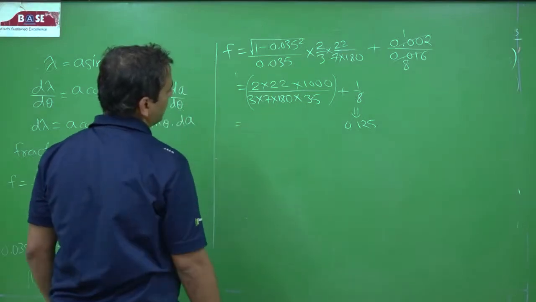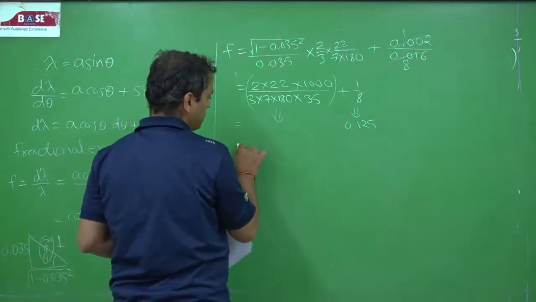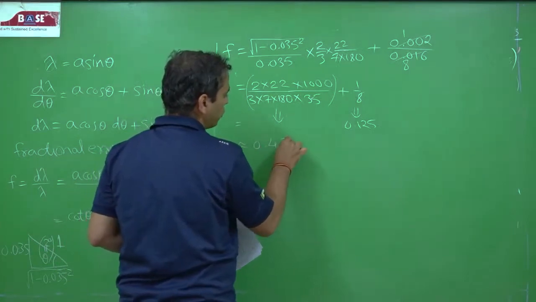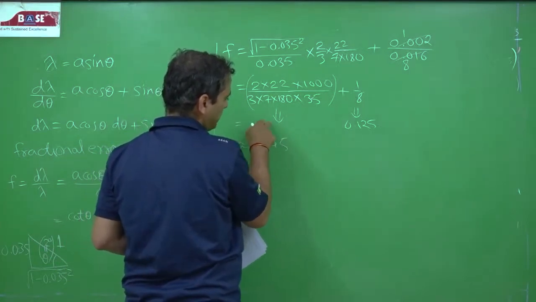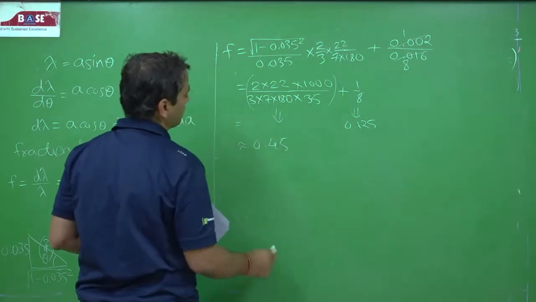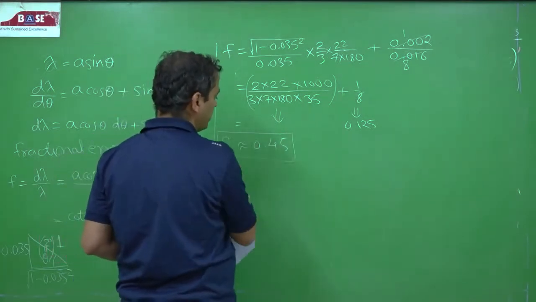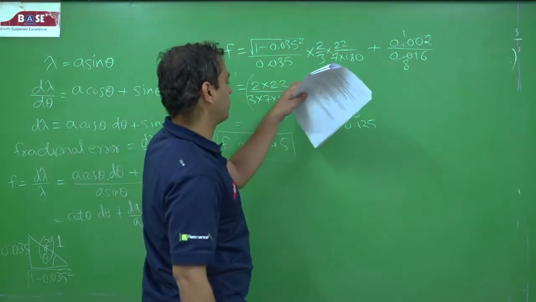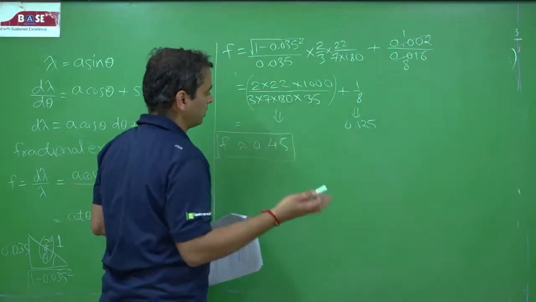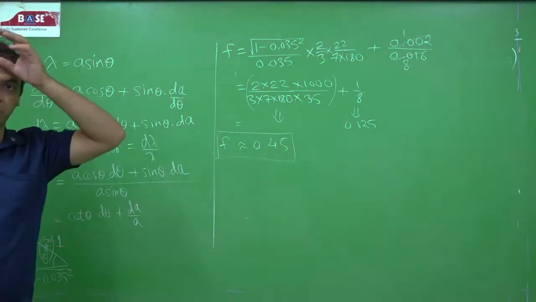When you do this calculation, you will get somewhere around 0.33 something, right? So when we do this calculation, the overall number will be 0.45. So this was almost 0.34, right? So the overall number will be 0.45. So the fractional error in the measurement of wavelength will be 0.45. Now I'm not going to do this calculation. You can do it. The addition of both of them comes out to almost 0.45.